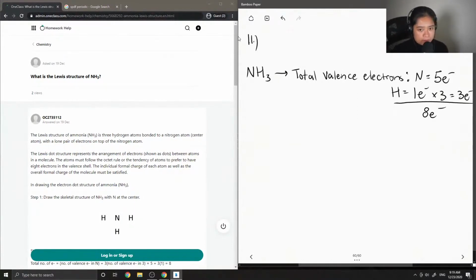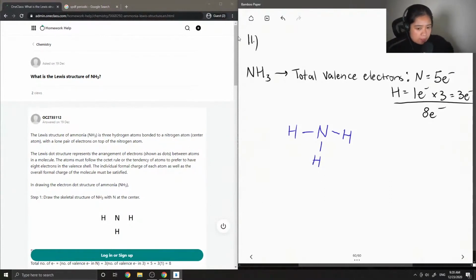Okay, so to write out the Lewis structures, you first need to try and figure out which atom is your central atom and which atoms are your terminal atoms. So in the case of NH3, since there are 3 hydrogens, it is safe to assume that nitrogen is our central atom, and then all the hydrogen atoms are spread out around it.